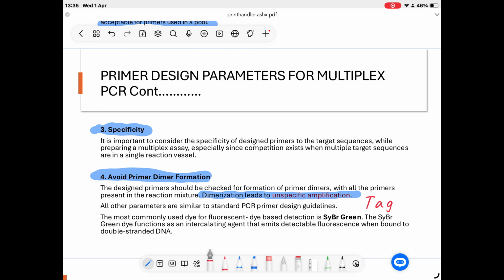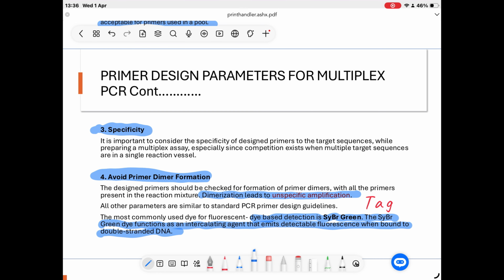The document notes that for fluorescent dye-based detection, SYBR Green is the most commonly used agent. Here's where it gets really interesting. It explains the mechanism. The SYBR Green dye functions as an intercalating agent that emits detectable fluorescence when bound to double-stranded DNA. Imagine that like a glow stick fluid that only lights up when it gets wedged between the rungs of the DNA ladder. Does this mean we can actually see the success in real time?